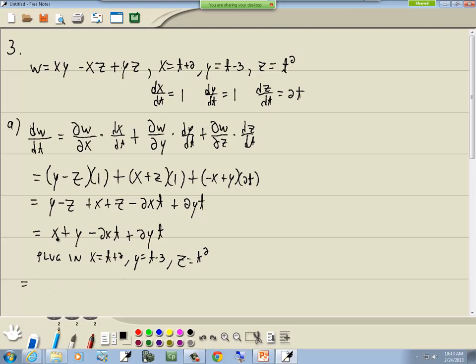squared. So x becomes t plus 2 there, plus y, which was t minus 3, minus 2x times, and then the t was, oops, what am I doing? I'll wake up here eventually. X is t plus 2, so put that in. Times t plus 2 times y, which was t minus 3, times t.